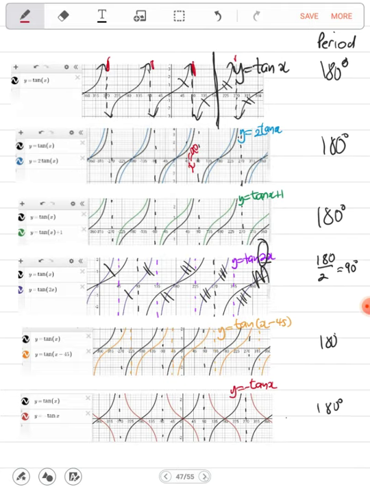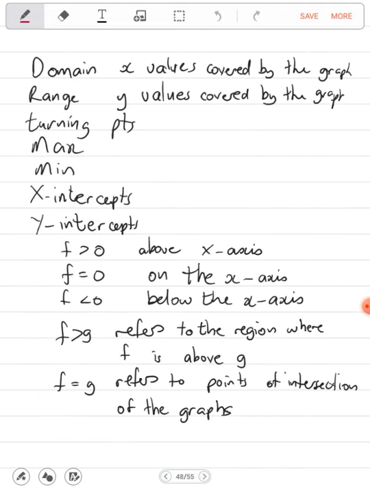Okay, let's talk about other things that you are asked about the graphs. Domain, which refers to x values. Range refers to y values covered by the graph. Turning points, maximum values, minimum values, x-intercepts, y-intercepts. You need to answer all of those kinds of concepts as well.